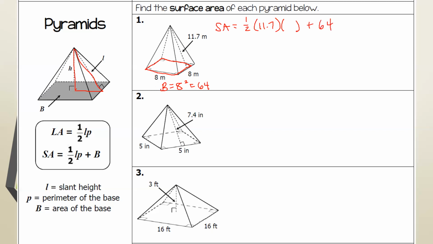Okay, so that was the area. And now the perimeter would be 8 plus 8 plus 8 plus 8. And what is that? 32. So that goes in your perimeter spot. Now you just calculate all this out. 251.2. This was a surface area, so your units are meters squared. Simple as that. Go ahead and try number 2.